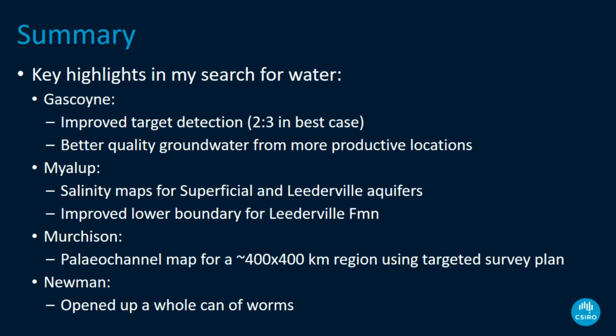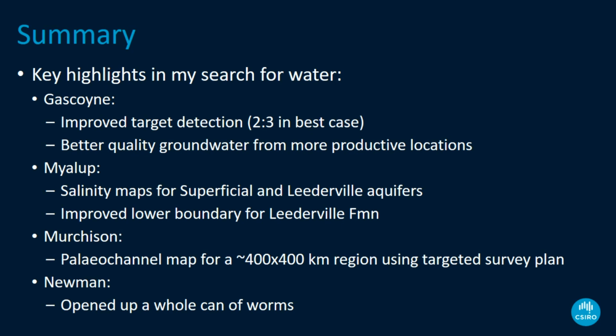So here are some of my key highlights in my search for groundwater in WA. In the Gascoyne, we improved target detection to a 2 in 3, in the best case 2 in 3, conversion from exploration wells or exploration bores to production wells. And then we found better quality groundwater from more productive locations. So that's a bit of a win.